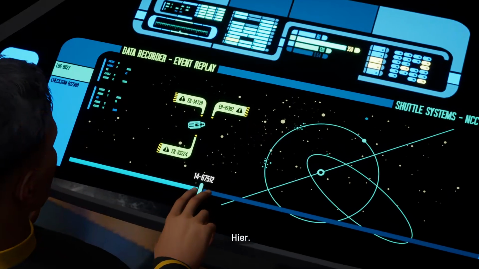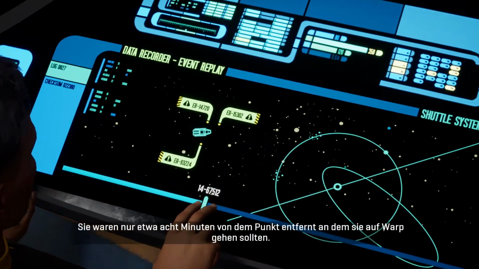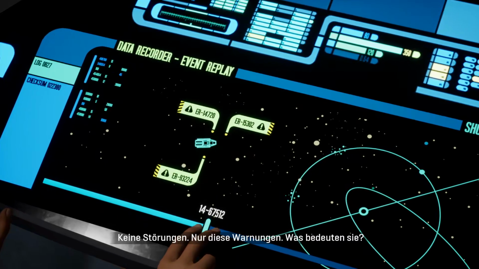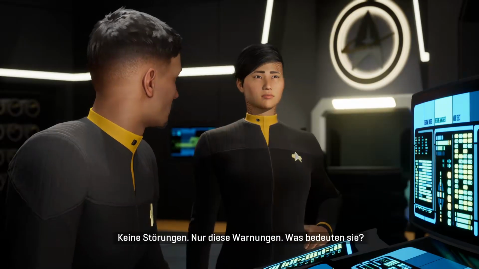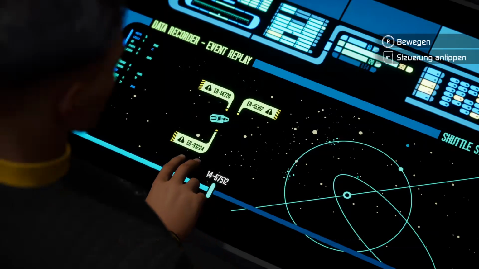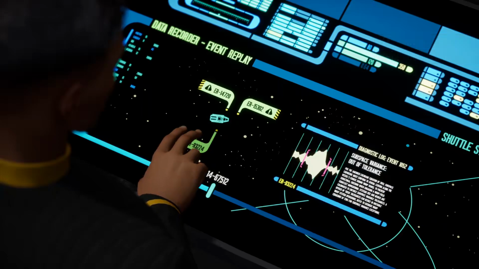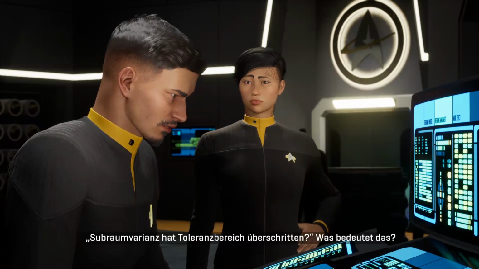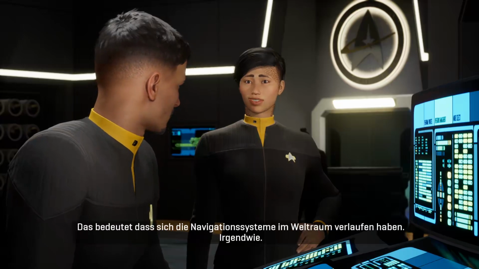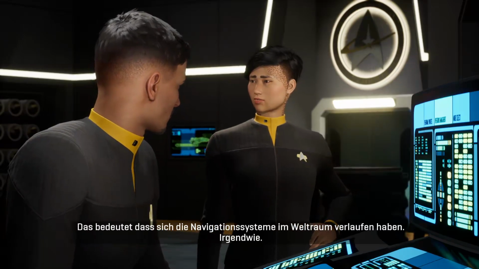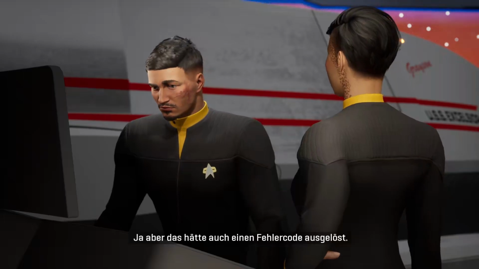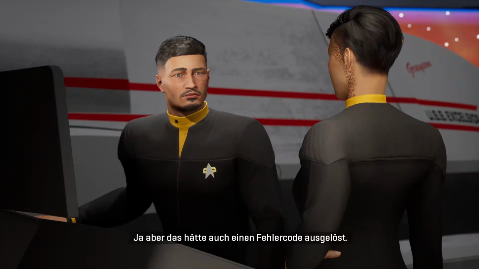Here. They were only about 8 minutes from their plotted warp point. No faults, just those warnings. What are they? I don't know. Subspace variance out of tolerance. What does that mean? It means the main navigation array lost sight of space somehow. Will the array going offline cause that? Yes, but it should have also thrown a fault code.